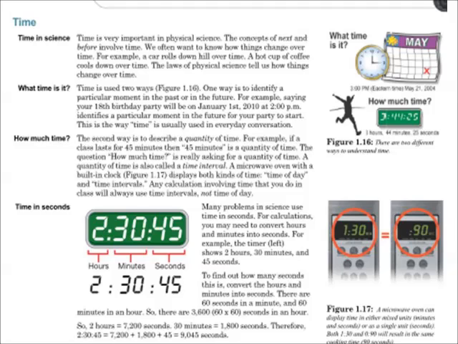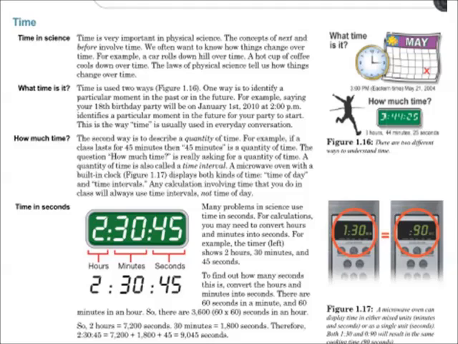Time is used two ways. Figure 1.6. One way is to identify a particular moment in the past or in the future. For example, saying your 18th birthday party will be on January 1st, 2010 at 2 p.m. identifies a particular moment in the future for your party to start. This is the way time is usually used in everyday conversation.